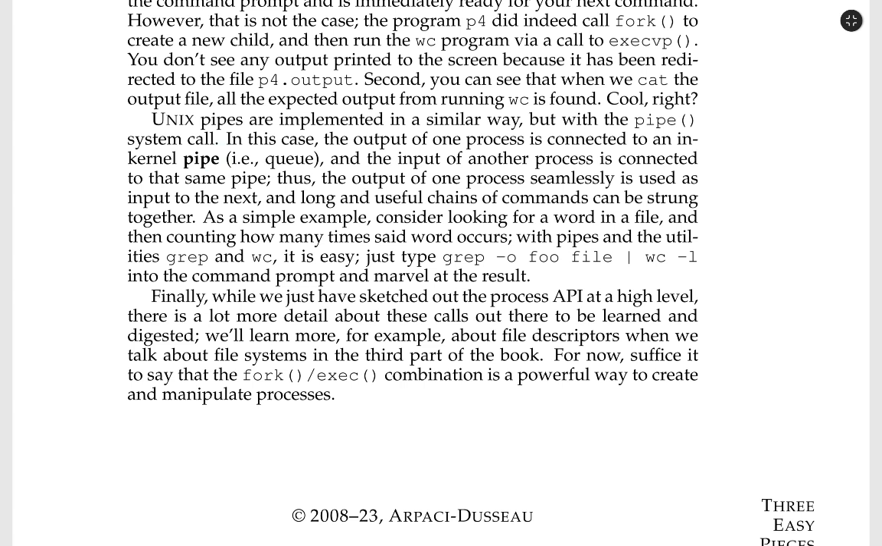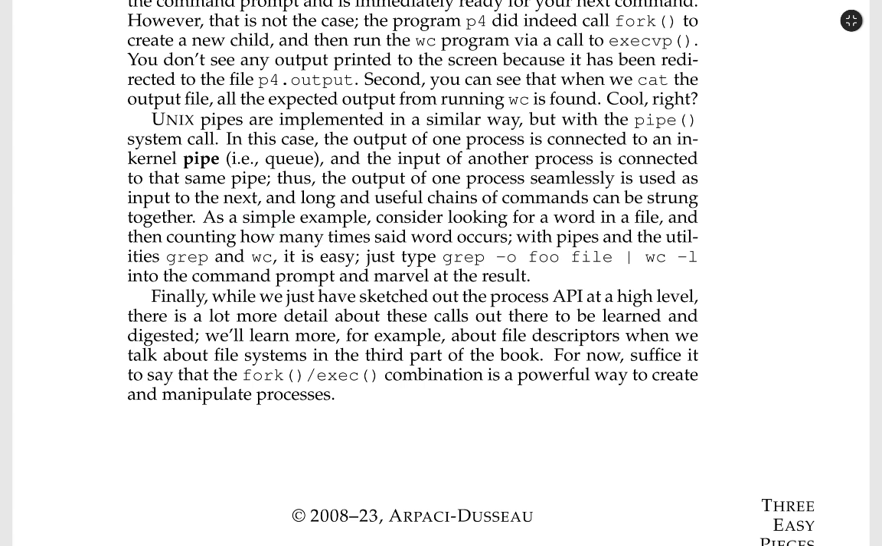Unix pipes are implemented in a similar way, but with the pipe system call. In this case, the output of one process is connected to an in-kernel pipe, that is, a queue, and the input of another process is connected to the same pipe. Thus, the output of one process is used as input to the next, and long and useful chains of commands can be strung together.